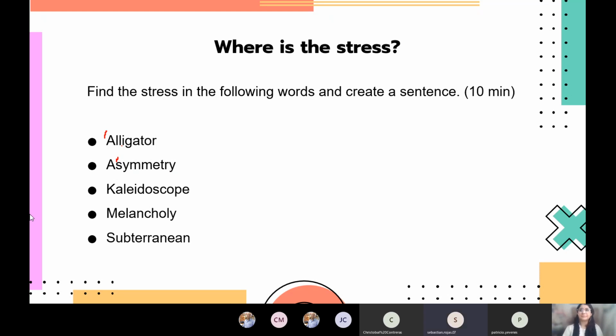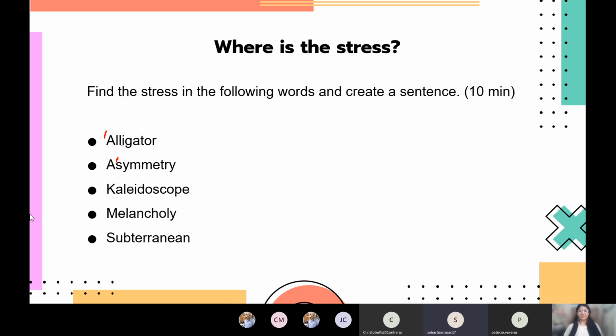I didn't know what asymmetry is, so I had to make the sentence with the definition of asymmetry. Okay. Here is my sentence. Asymmetry exists when the two halves of something don't match or are unequal. Okay, can you read that again, please? My internet connection was kind of bad. Asymmetry exists when the two halves of something don't match or are unequal.